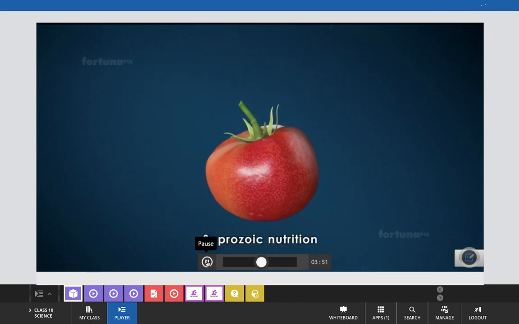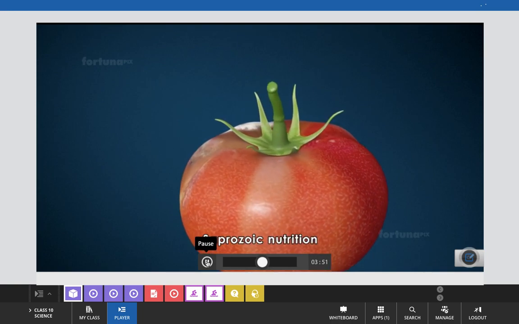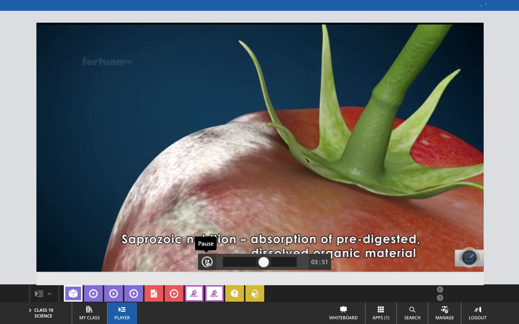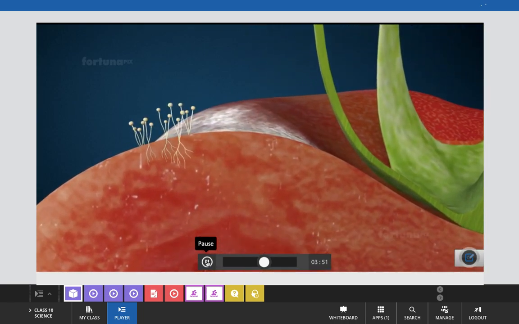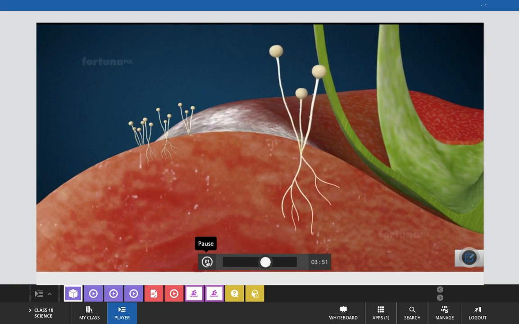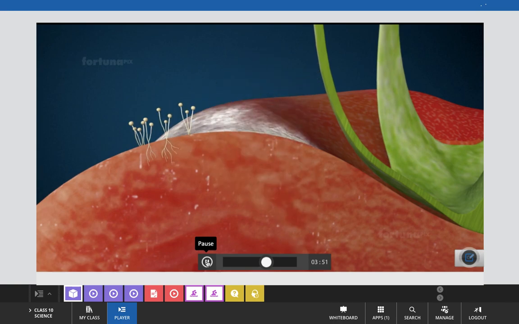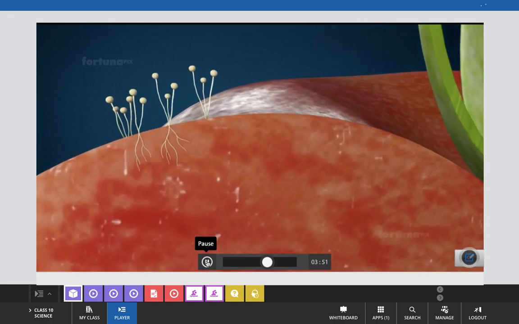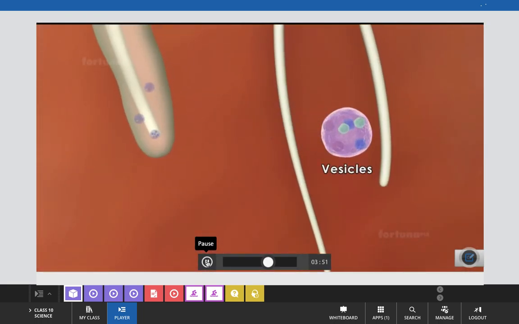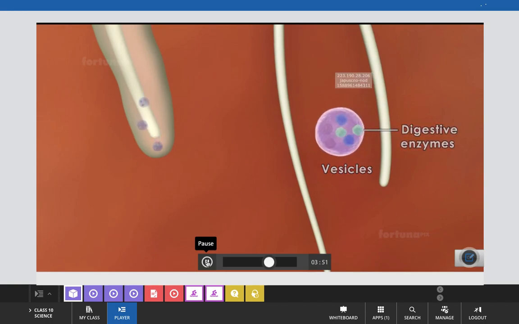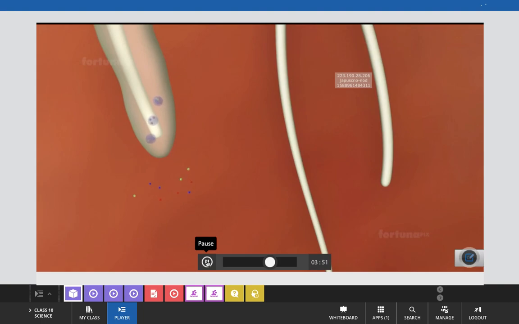Saprozoic nutrition is the process by which nutrition is obtained through the absorption of pre-digested, dissolved organic material. The mucor fungus produces filament-like structures called hyphae that will penetrate rotten fruits and vegetables such as a tomato. The tips of these hyphae contain vesicles that are filled with digestive enzymes that are released outside of the hypha. Because they are digestive enzymes, the nutrients of the tomato will be converted into a fluid. Here we see digestion occurring outside the body. The hyphae can then absorb the pre-digested, fluid-like food.